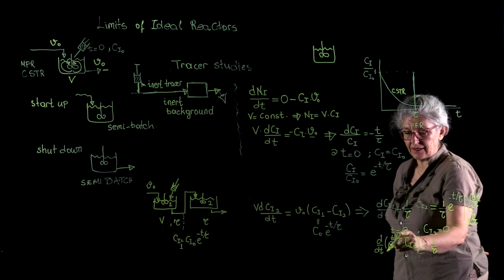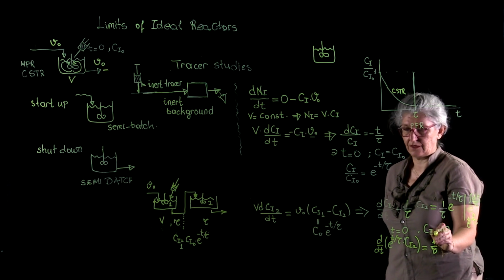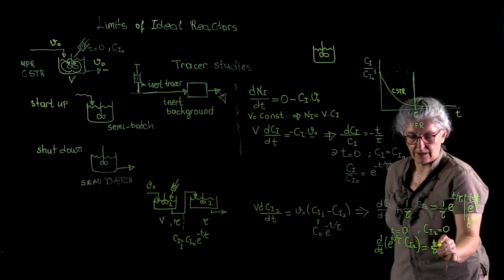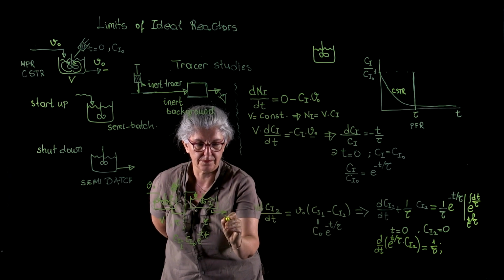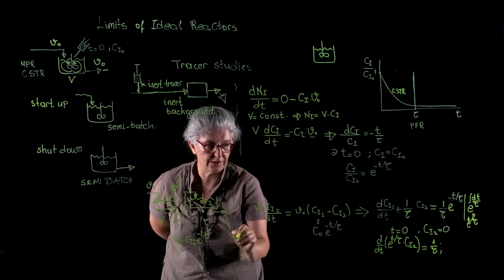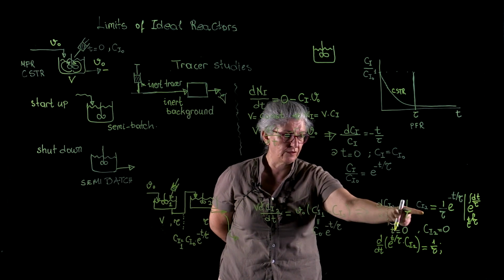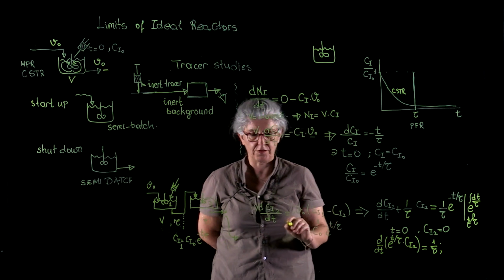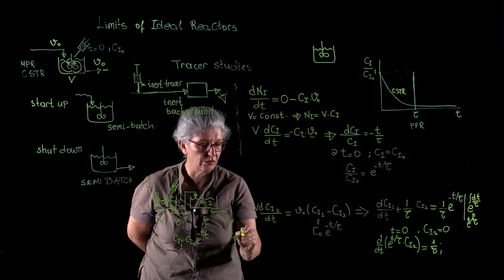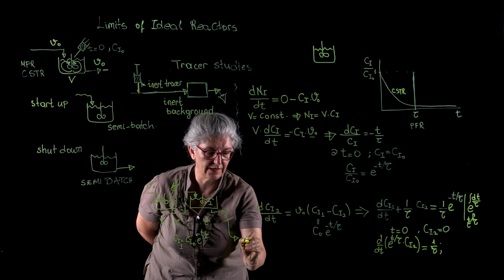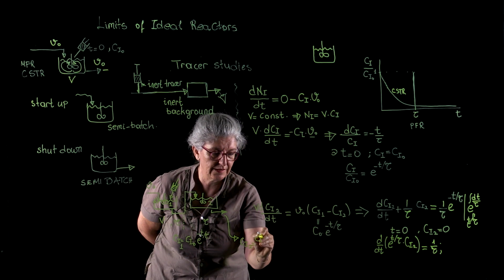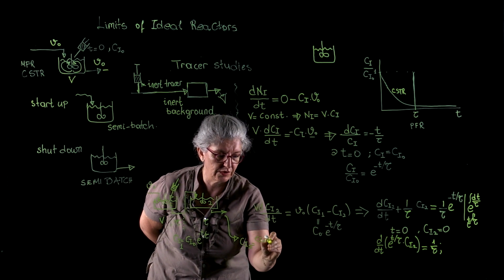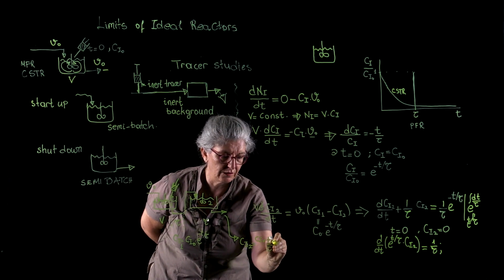When we integrate this equation, our function becomes, after substitution of the boundary condition and solving for the integration constant, Ci2 is equal to Ci0 t over tau e to the minus t over tau.